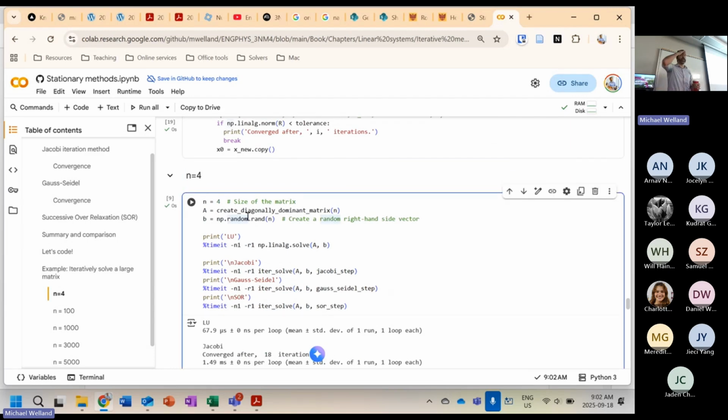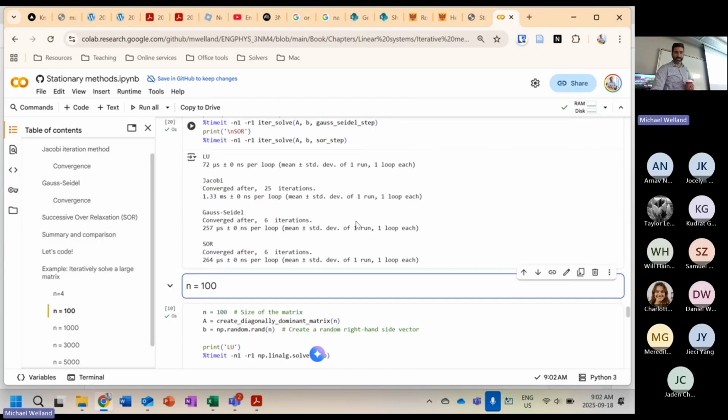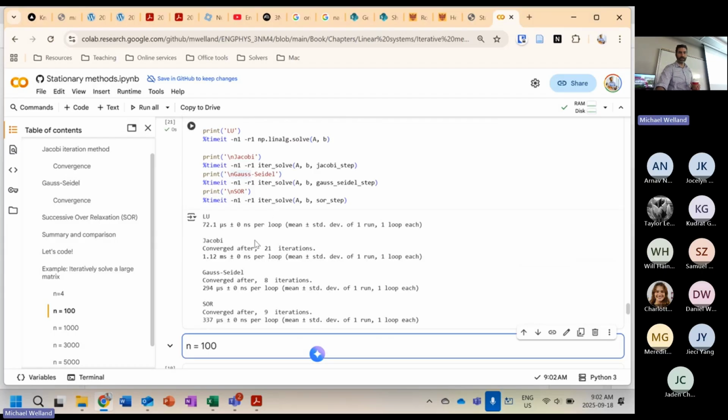So for a system size n equal to 4, four-dimensional, you have 4 unknowns. Let's solve it. Oh, here you go. Okay, so the LU solve takes 72 microseconds. Jacobi takes more, takes longer, right? 1 millisecond. Gauss-Seidel is 300 microseconds. It's still more than LU, right? SOR is even longer than Gauss-Seidel.